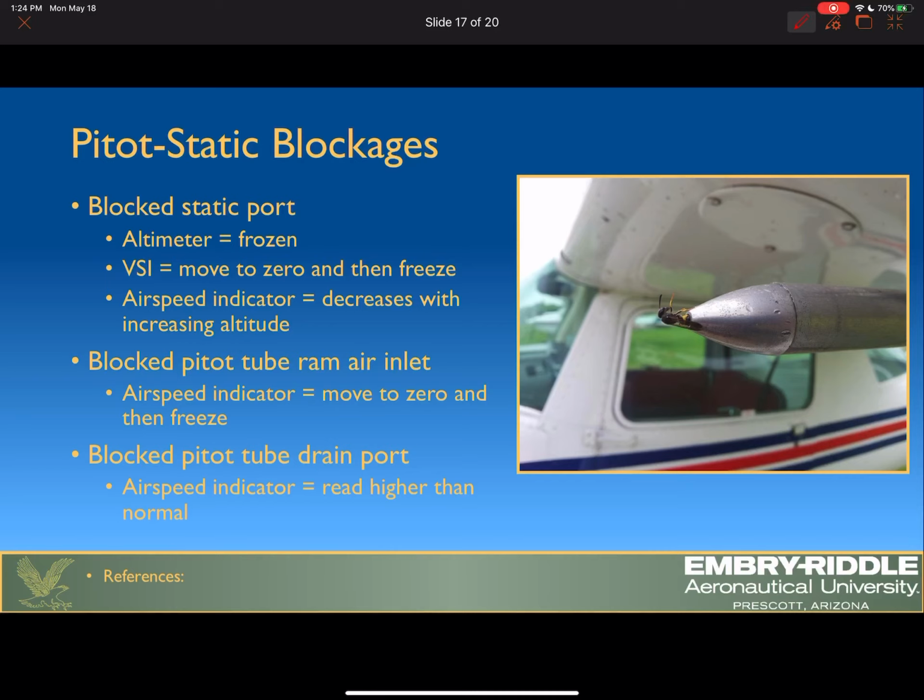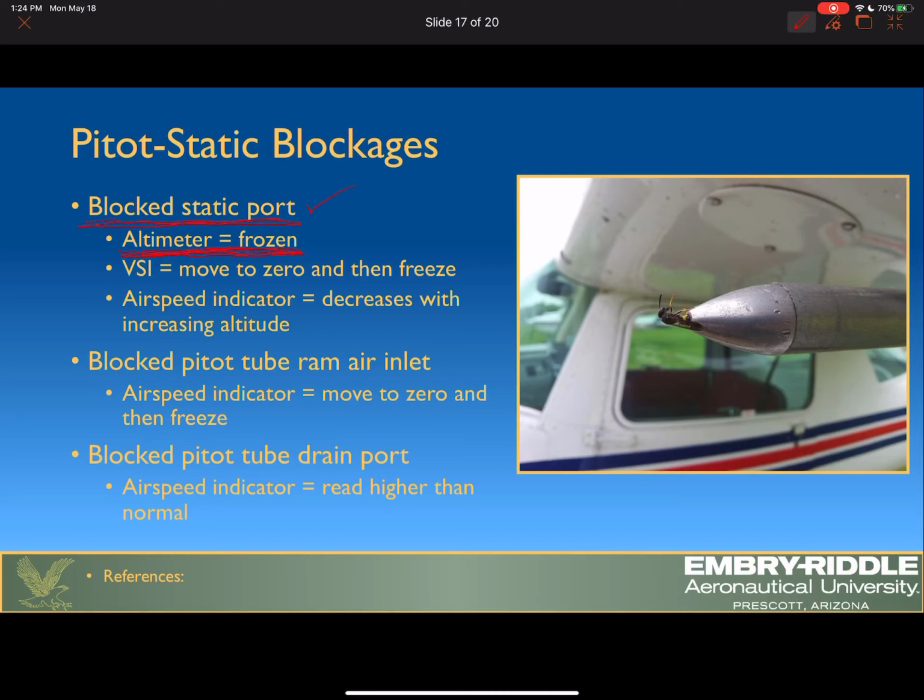So the first thing, what happens if the static port is blocked? Remember, the static port is on the side of the plane, front left side of our Cessna 172. What happens if that gets blocked? Maybe a bug has flown into it. Maybe it gets frozen over. Whatever the case may be, if it's blocked, we would know that only the static port is blocked because our altimeter is going to be frozen.